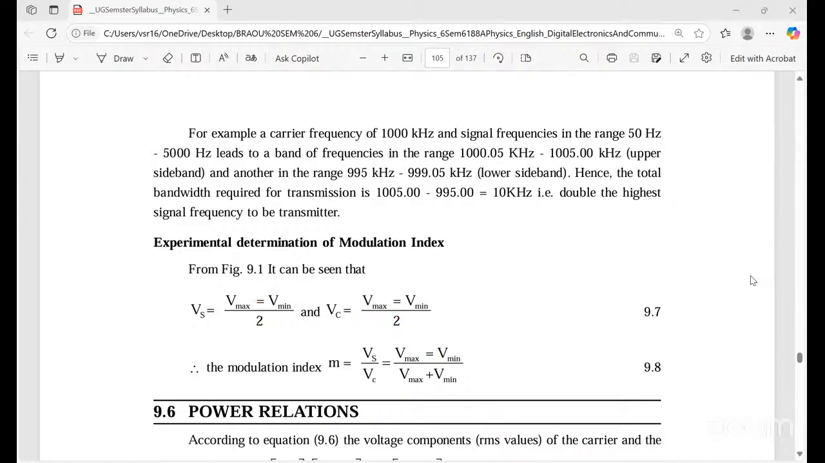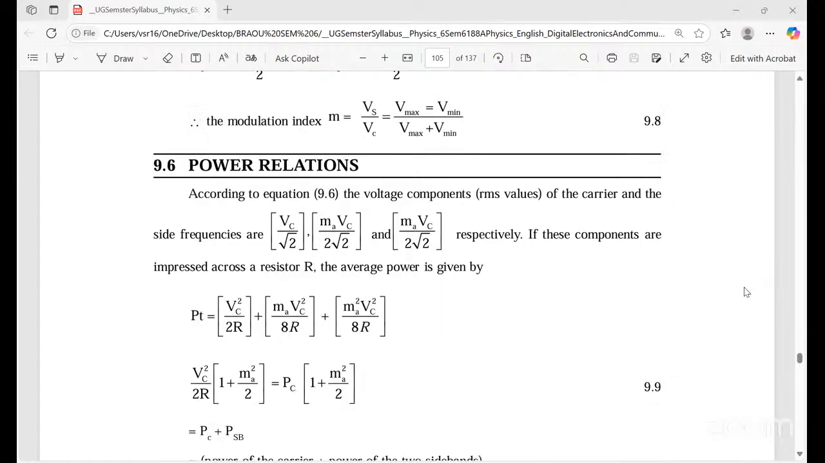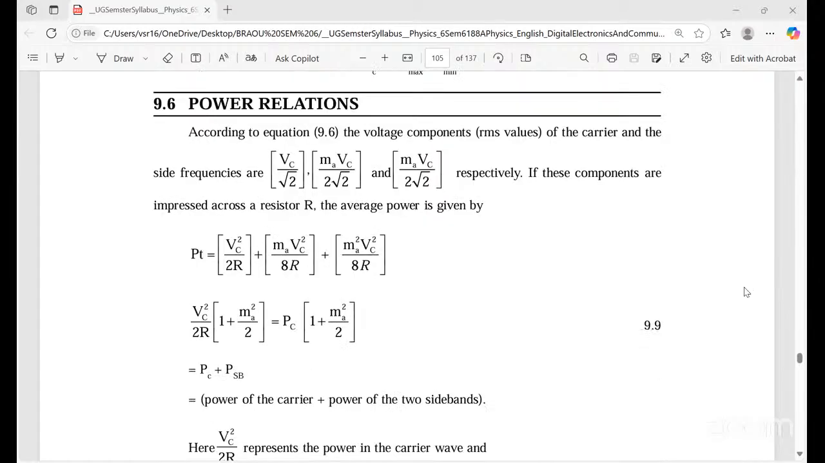Next is the power relations. Power relation according to the 9.6 equation. Here the voltage components, that is nothing but the RMS value, root mean square value, of the carrier wave and the side frequencies: Vc by root 2, Ma Vc by 2 root 2, as well as Ma Vc by 2 root 2. So these components are impressed across the resistor here.